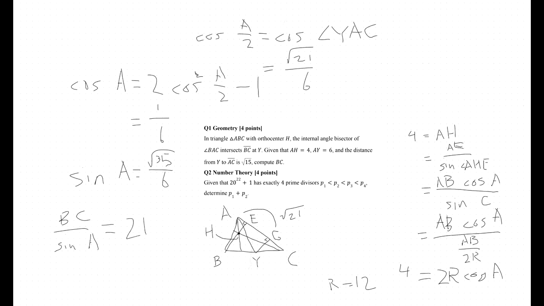So we have BC equals 2 times R, which is 12, times root 35 over 6. And this is equal to 4 square root 35, which is the answer. R is the circumradius of triangle ABC.